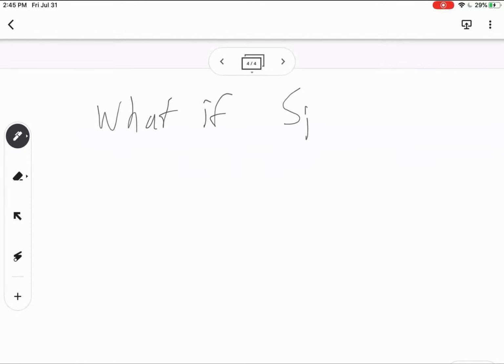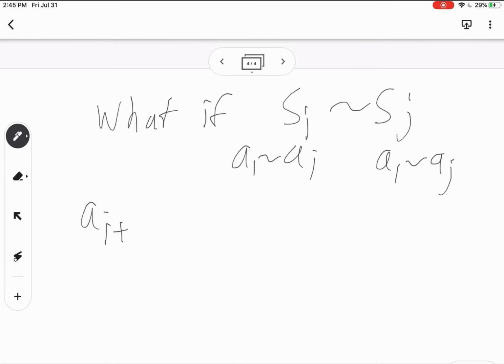So what if S_I is similar to S_J, right? What I mean by that is, if you look at the numbers A1 through AI and the numbers A1 through AJ, then each number has appeared either an odd number of times in both sets, or an even number of times in both sets. And I claim that if you look at the numbers A_(I+1) all the way to A_J, each number appears an even number of times.